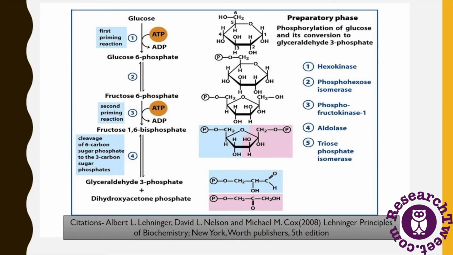This is the image showing the preparatory phase of glycolysis, where glucose is converted into glyceraldehyde 3-phosphate and dihydroxyacetone phosphate within a multi-step reaction with the help of many enzymes and coenzymes. So the reaction consists of 10 steps in total. 5 are of the preparatory phase and another 5 are of the payoff phase.